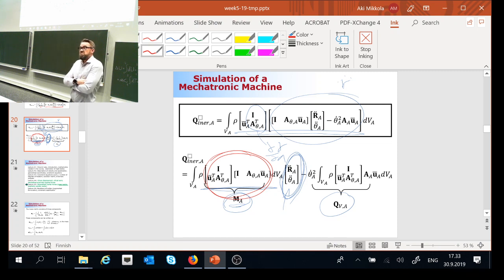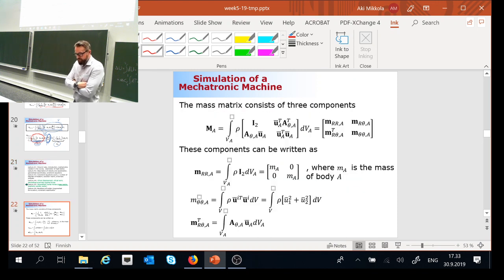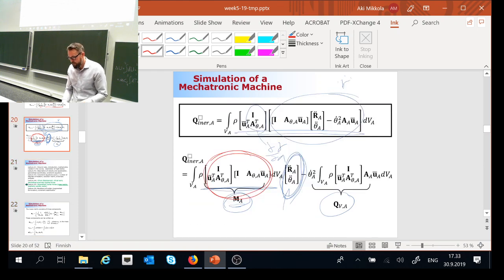Because that's what you were thinking all the time, that this is how it's going to end up anyways. So no surprises really, I guess. Okay, so let's go. Let's look at the mass matrix and quadratic velocity vector. Now, this is how the mass matrix will appear, and how I end up having this. I need to explain this to you first.